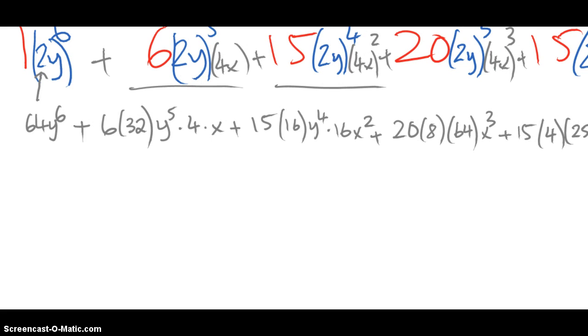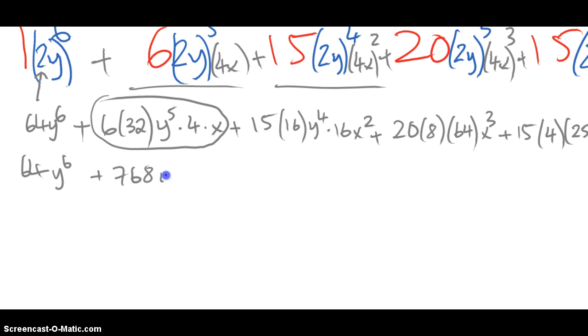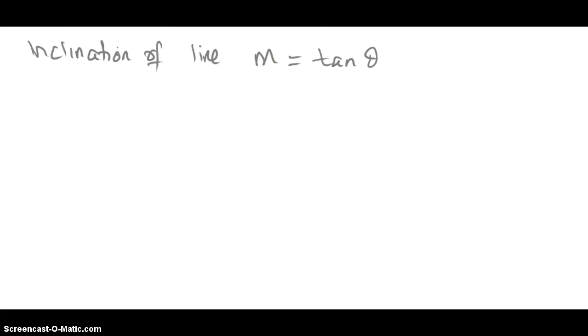We'd have to multiply each one of these terms. So the first one, that's okay, 64y to the 6th. But this one right here, I think we can do better by simplifying that. So 6 times 32 times 4 would give us 768y to the 5th x, and then we go on to this next term here, but I'm going to let you finish this problem on your own.